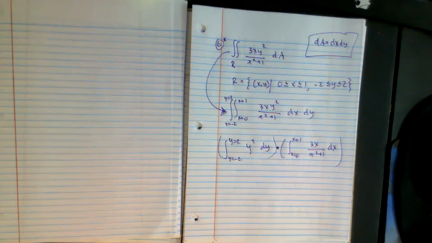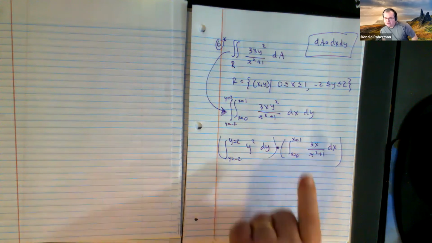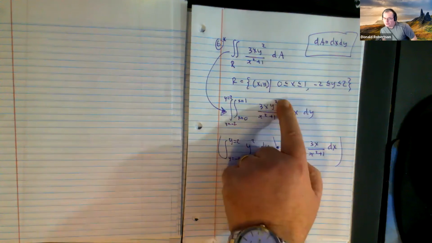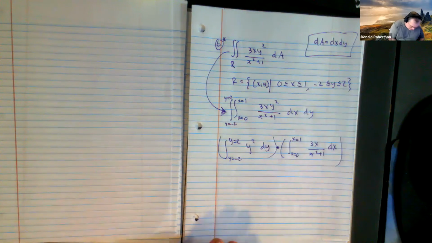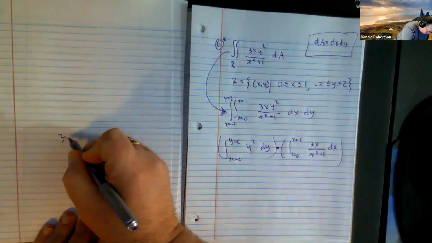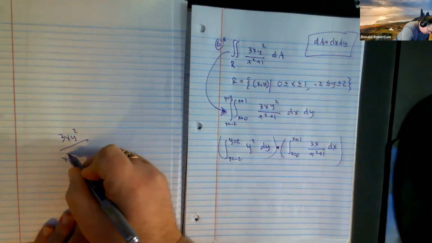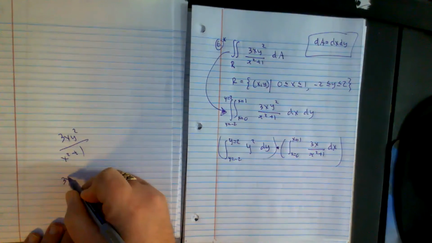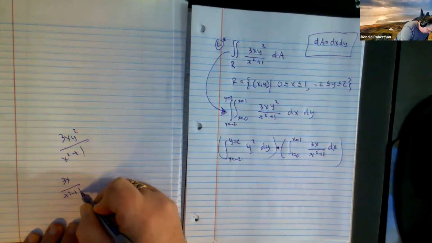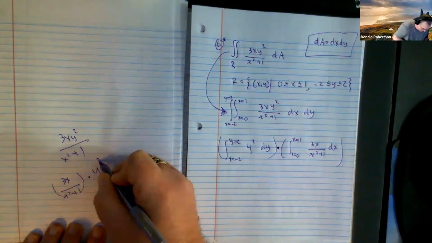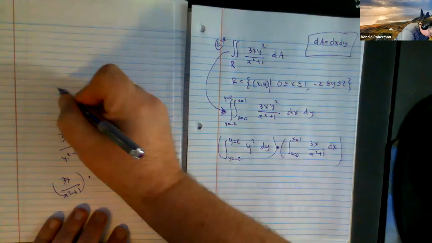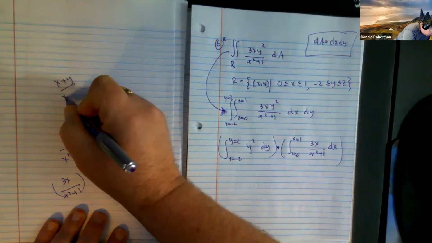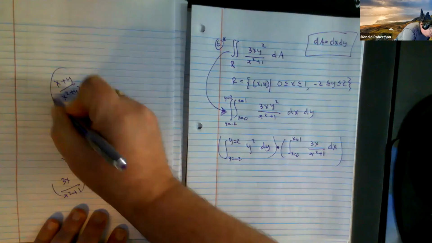Is this true always? It's only true if the function here is separable. Separable means that you can separate the x's and y's. In this case here, I can separate that out. So if you can do that, you are good. Let me show you where you couldn't do it. These are not separable.